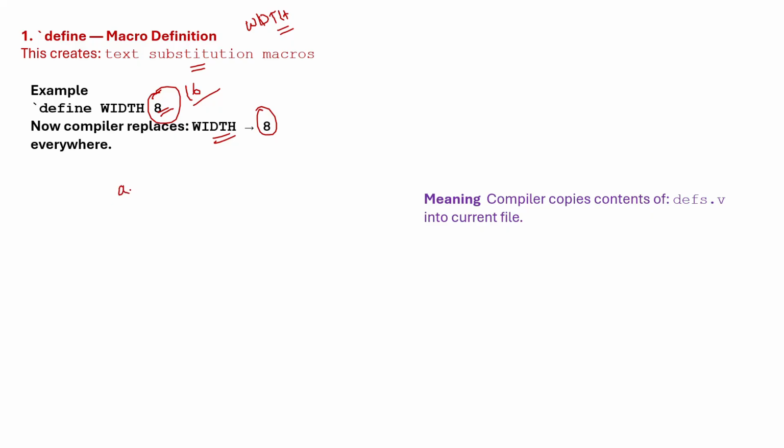Suppose I'm taking this variable A with 8 bits, that means 7 down to 0, and B also has 7 down to 0, but I want to change this from 8 bit to 16 bit. Again I would have to go here and write A as 15 down to 0, and B as 15 down to 0. In this way each and every variable I would need to go to and change accordingly.